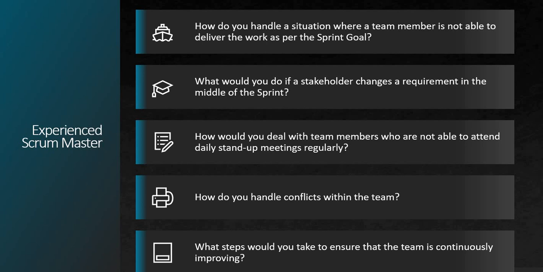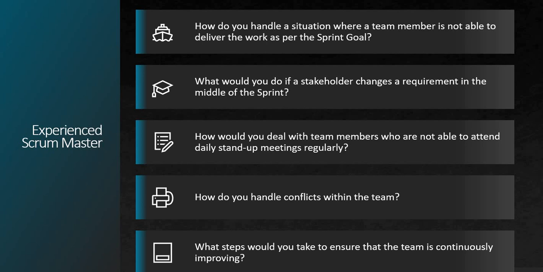How do you handle conflicts within the team? As a Scrum Master, I would encourage open communication and transparency within the team. If conflicts arise, I would facilitate a conversation between the parties involved to understand their perspectives and work towards a resolution that benefits the team as a whole. It's important to establish trust within the team and create a safe environment where team members feel comfortable expressing their opinions and ideas.